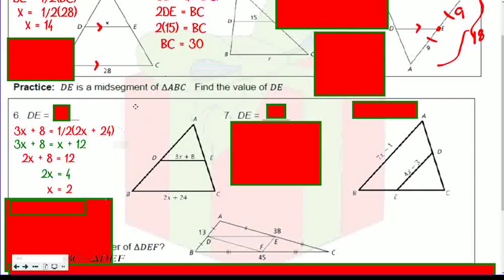But they're not asking for x, so I have to plug it in. So I know that DE is going to be 3 times 2 plus 8, so that would be 14.